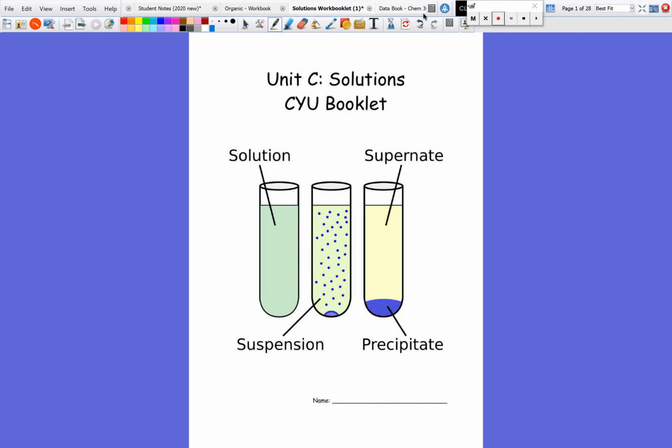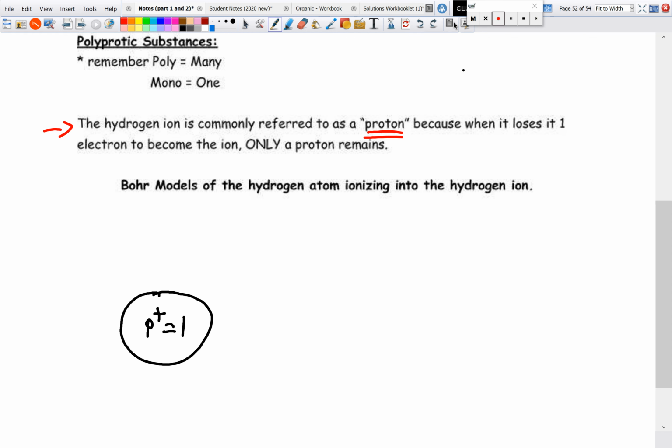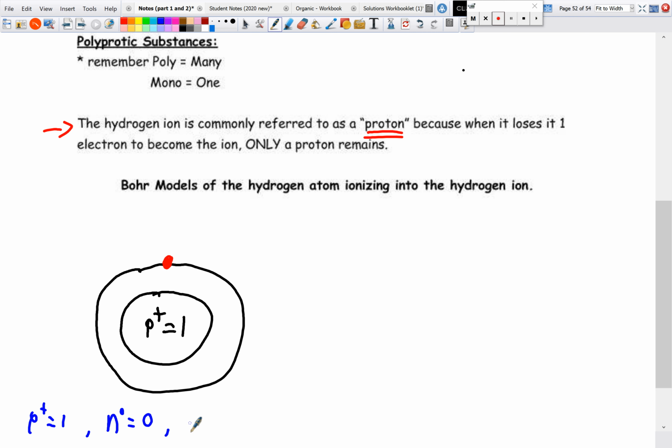Let me find the notebook again. Here we go. And of course, where it's in position 1, it only has one electron, so we're going to add the electron here. So we have protons equal to 1, neutrons equal to 0, and electrons equal to 1.